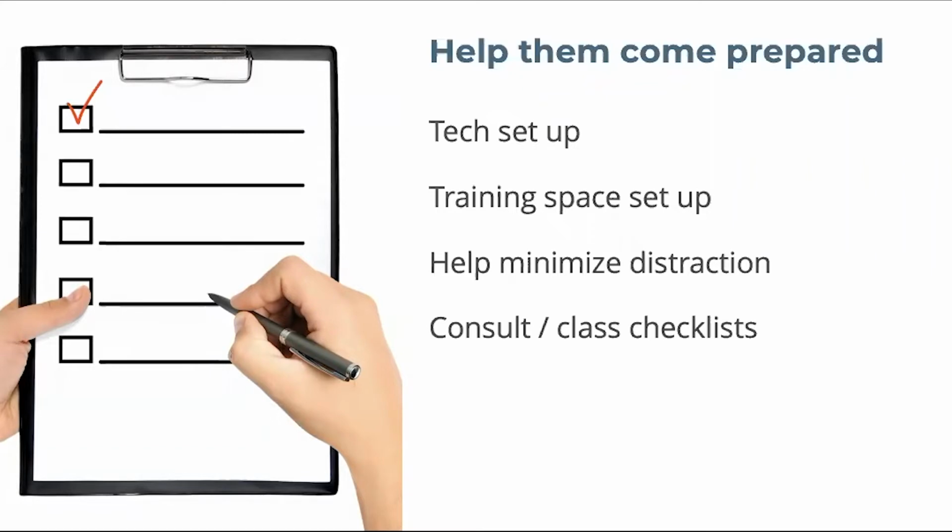Also then, to put all of this into context, class and consult checklists, putting these into checklists. So, do they have their training space set up? Check, great. Do they have the technical setup? Great. And maybe on that checklist are things like the link to the meeting space that you have set up. Make sure that they have access to all of that.